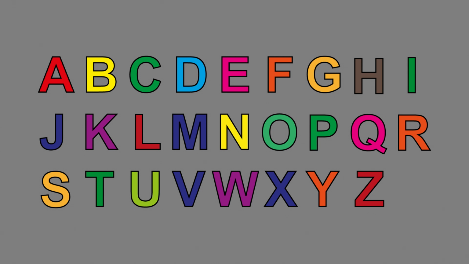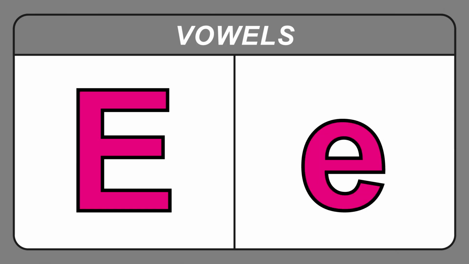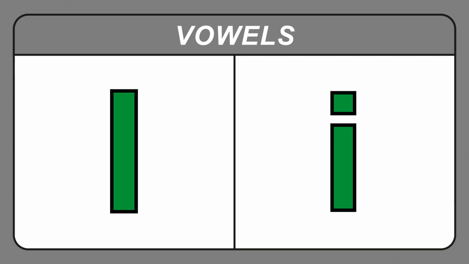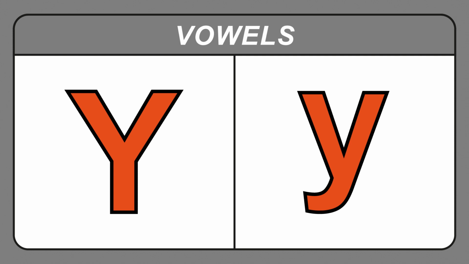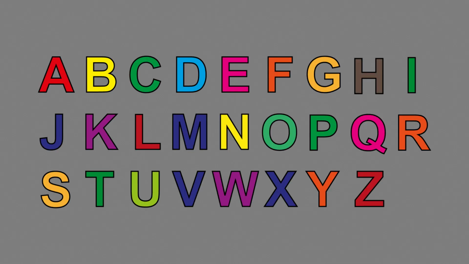The vowels are A, E, I, O, U, and sometimes Y can be used as a vowel. So we have 5 vowels and 21 consonants, and that is the English alphabet.